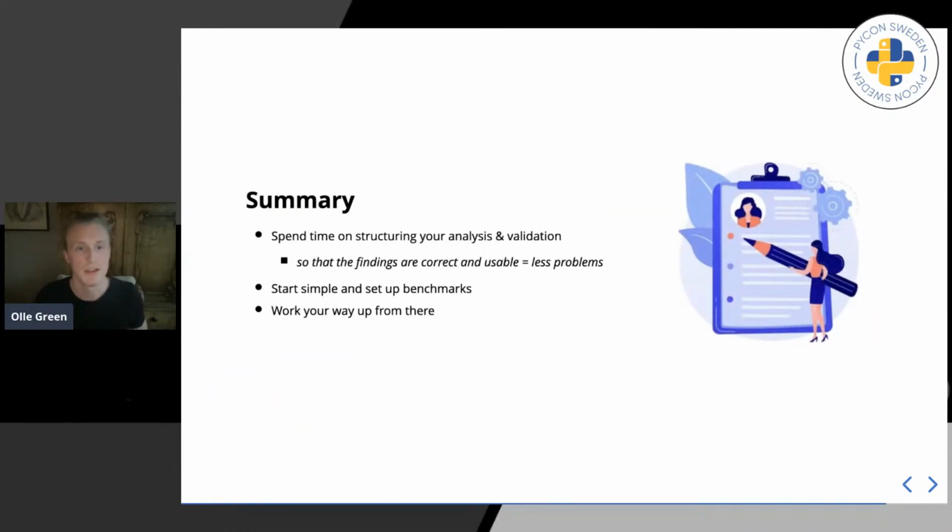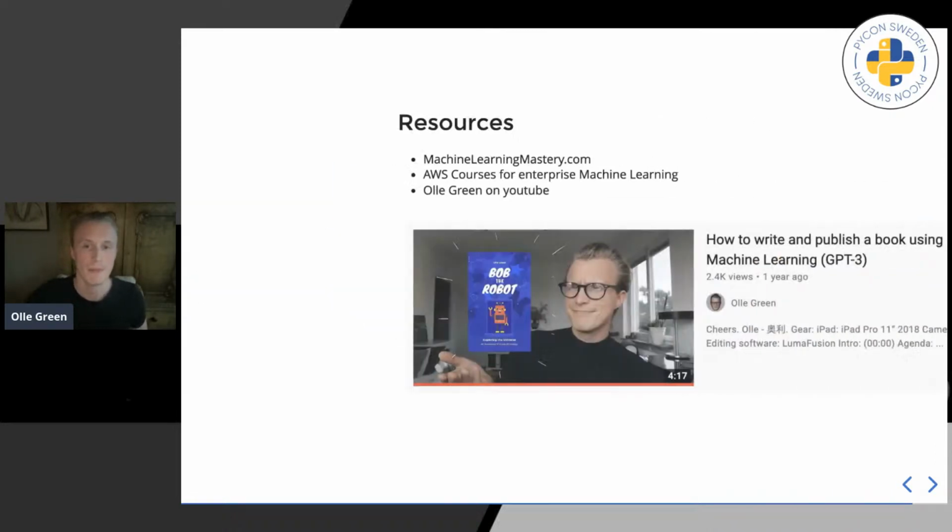So to summarize, spend time on structuring your analysis and validation so that you can always be sure your findings are correct and usable, because it's going to cause you less problems and be much more lovely in the end of the day. Start simple, set up good benchmarks and validation methods and accuracy metrics, bias metrics, and so forth, and work your way up from there.